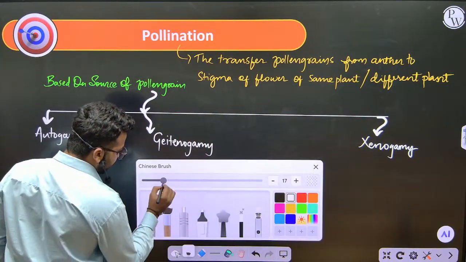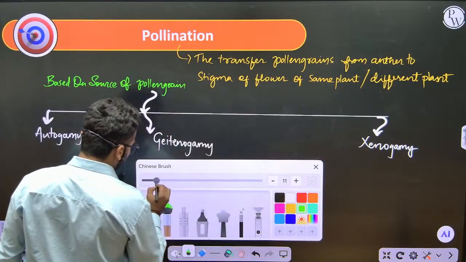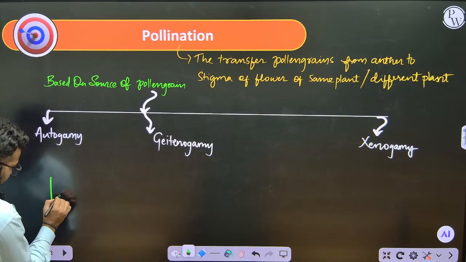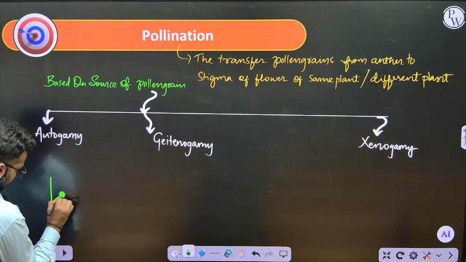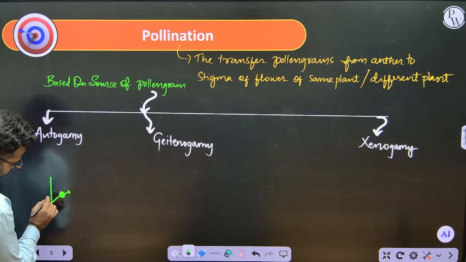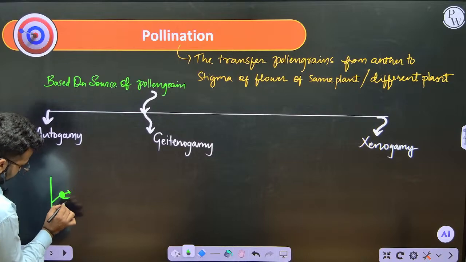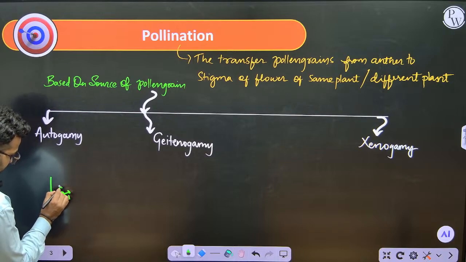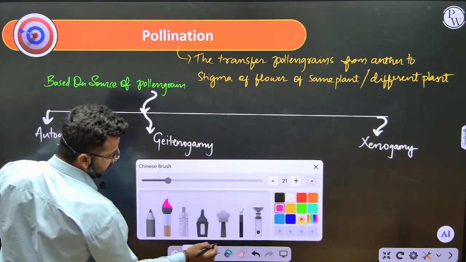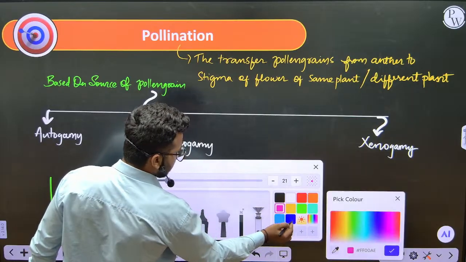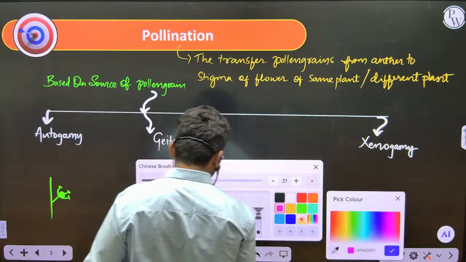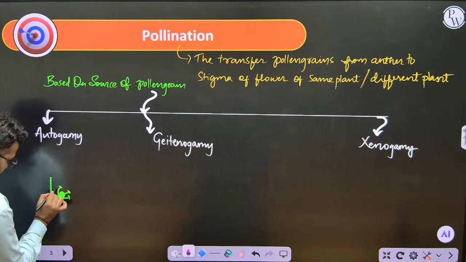Here autogamy is nothing but, let me draw the structure. Here, the stigma is the female reproductive structure, and this is the male reproductive structure. So from this pollen sac, so there is a flower.